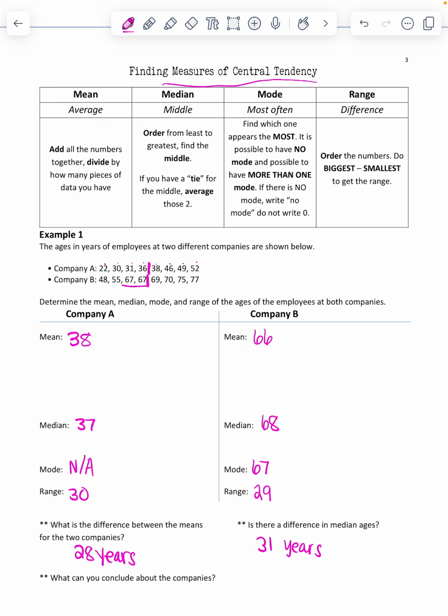But the range ends up being fairly simple. The range of Company A was 30 years and the range of Company B is 29 years, but Company B is just older. So I would say what we can conclude is that on average, because that's what the mean is, Company B has older employees.